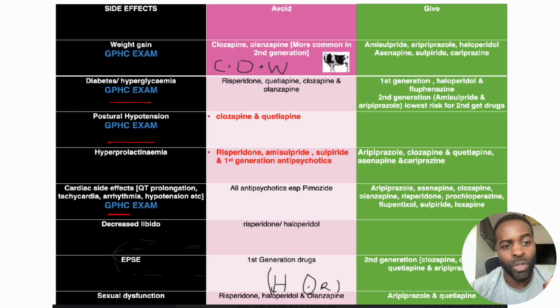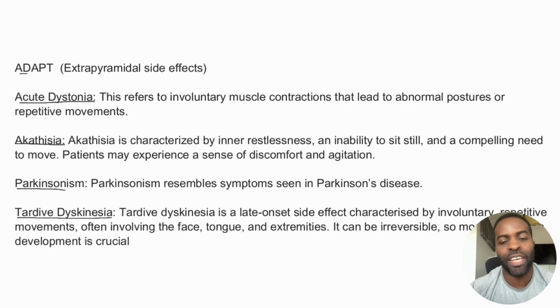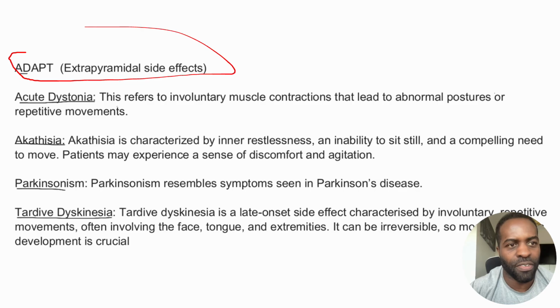So next I want to focus on the EPSE, extrapyramidal side effects. You need to know what these are. For example, I use a mnemonic ADAPT. These are your extrapyramidal side effects. So A is for acute dystonia. You need to know what that is: involuntary muscle contractions. Then you have akathisia, which is characterized by inner restlessness, inability to stay still and to sit still. And then you have Parkinsonism, which is just generally signs of Parkinson's disease, a lot of shakes.